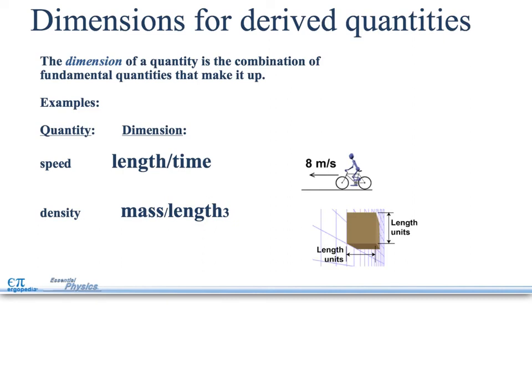Density is mass per length. That should be cubed, so that 3 should be actually up here. Mass per length cubed. So you have all this information. Mass, what is the unit for mass? Kilograms per length, meter cubed.